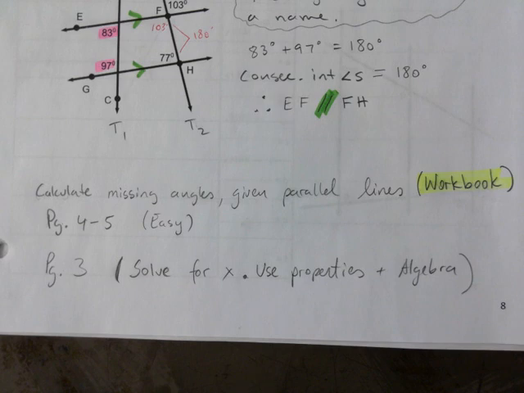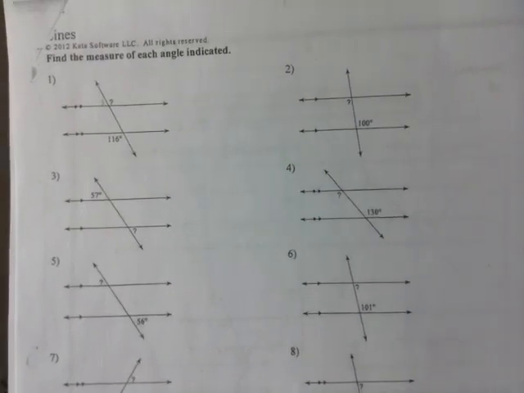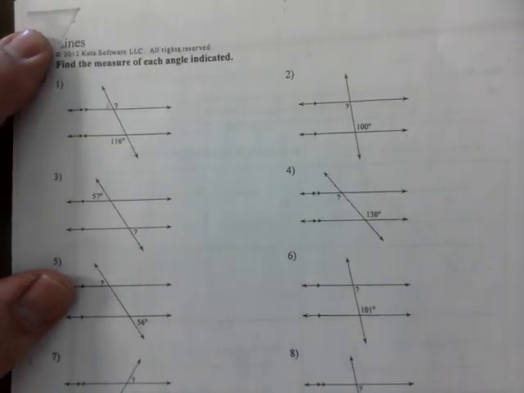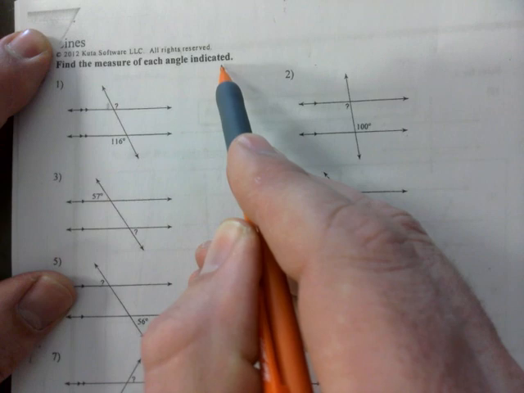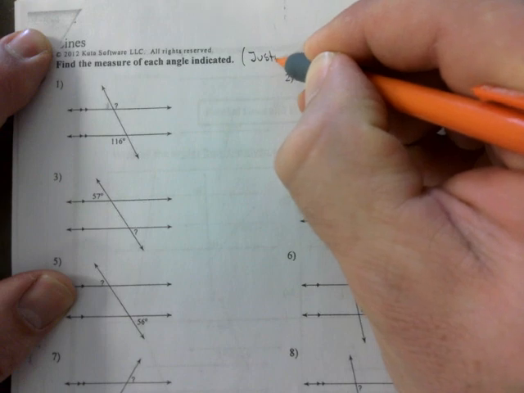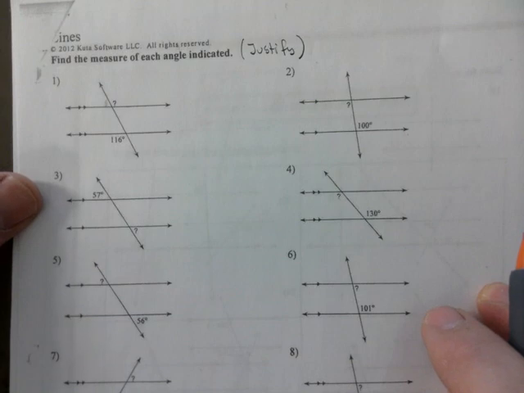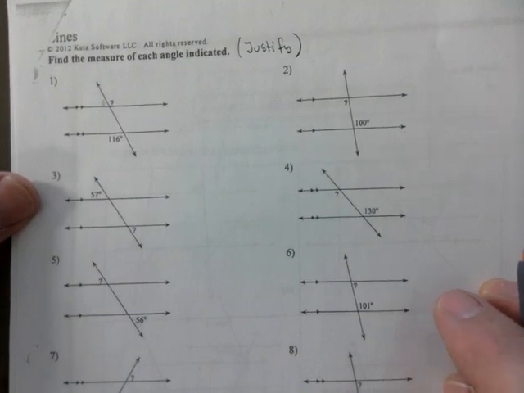Can I move pages? Yeah? Okay. So go to page 4 here, and I'll just guide you through a couple here. Wake up a little bit, right? Okay, so find the measures of each indicated angle, but I will add in brackets, I want you to learn to justify. And justify or explain, which is what I've been doing with you up until now.